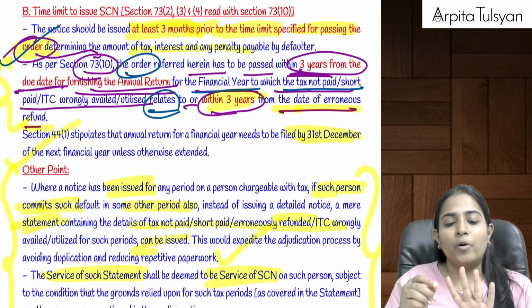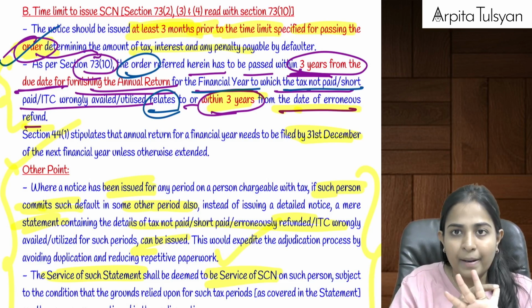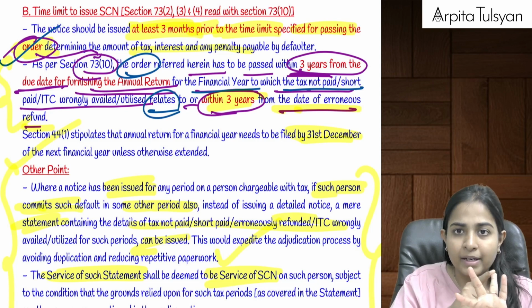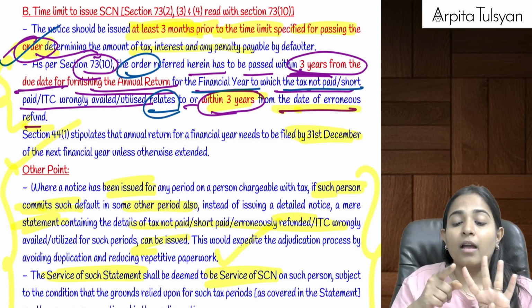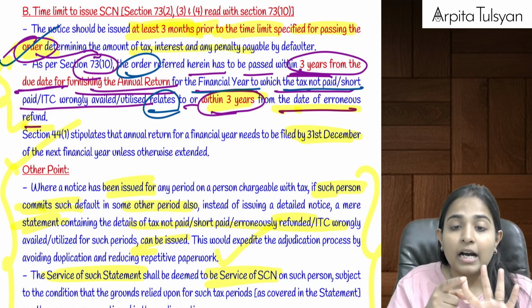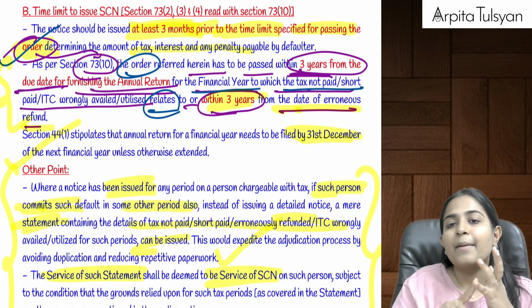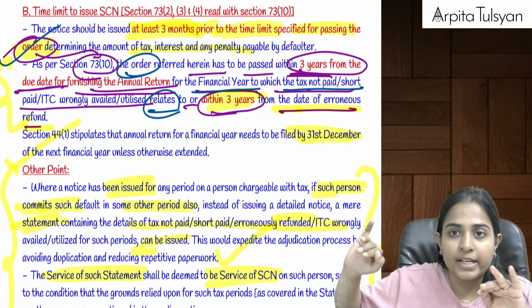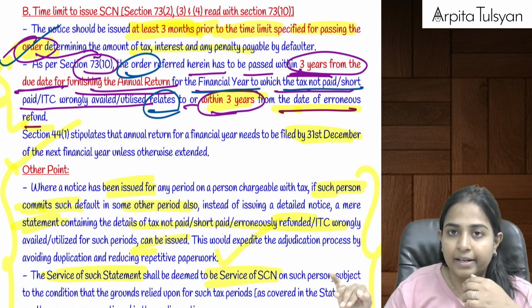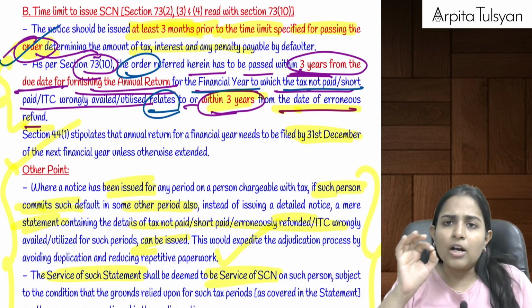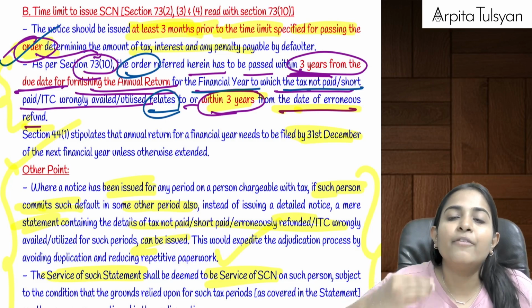Now in case of short payment, in case of non-payment, in case of wrongly availing the ITC, and in case of wrongly utilizing the ITC. I am not talking about the case of erroneous refund, I am keeping that aside. Now what are they telling us here? What is the time limit for issue of show cause notice?